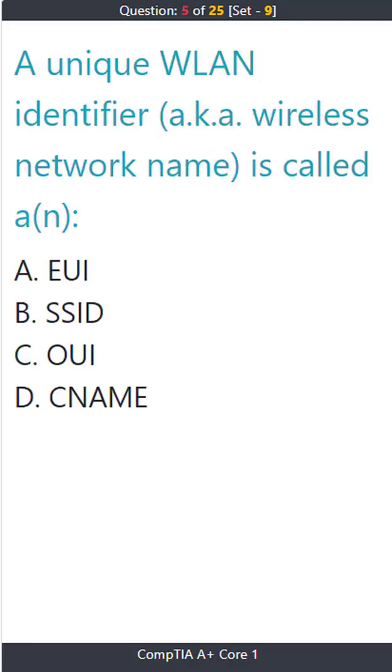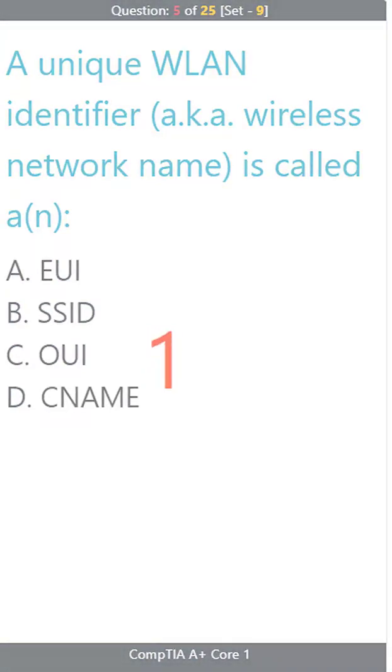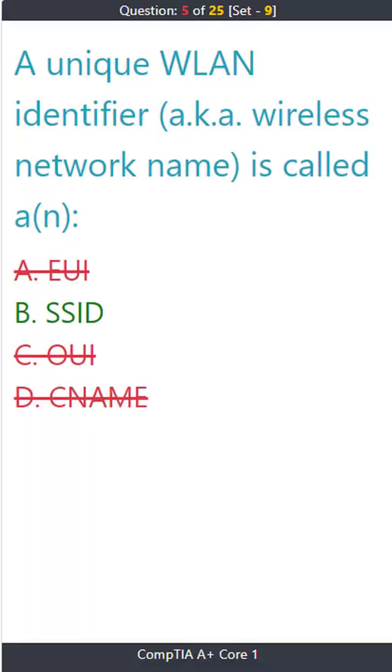Question 5. A unique WLAN identifier, aka wireless network name, is called a N. A EUI. B SSID. C WI. D name. The correct answer is B SSID.